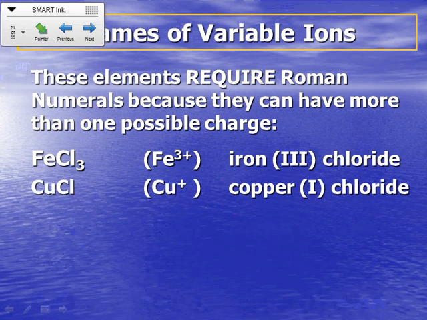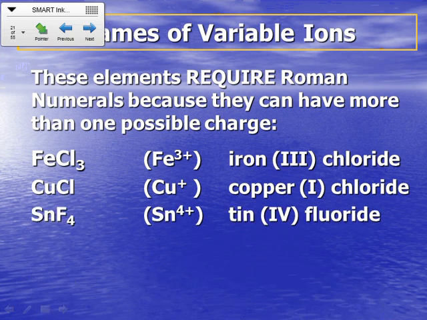Another example, CuCl, copper(I) chloride. Okay, where did the 1 come from? Cl is a 1-. There's only one of them there, so the copper needs to be a 1+. Okay, you see how that works? You just kind of have to work backwards.